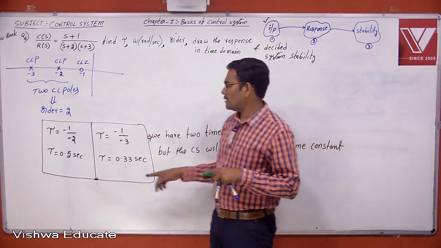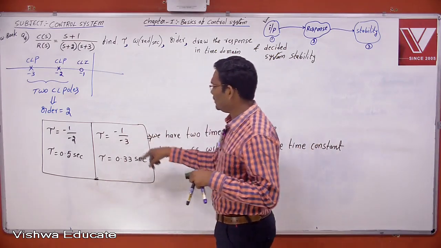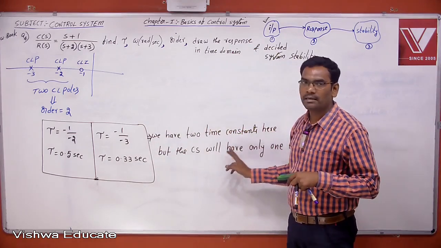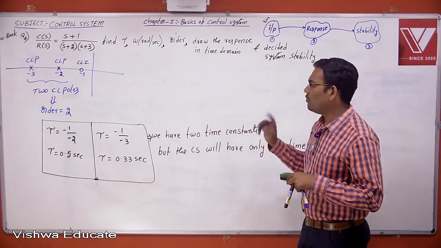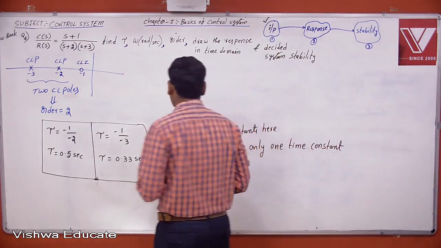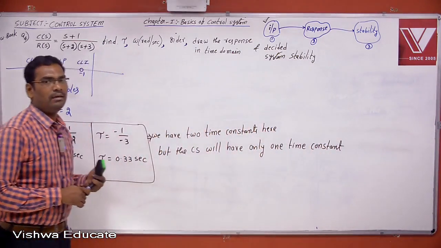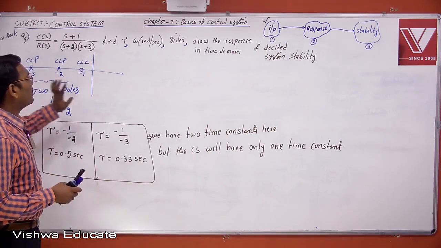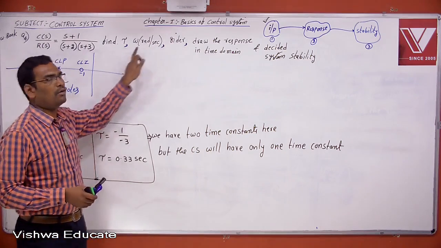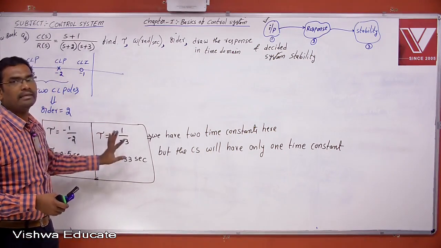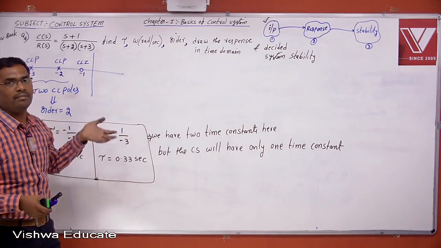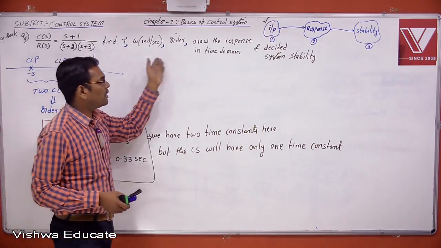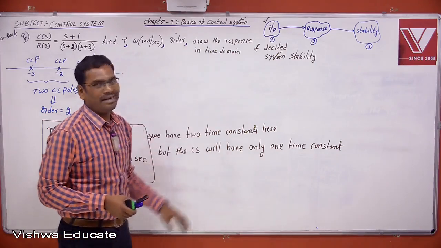This is somewhat not clear here. We have two time constants, but the control system will have only one time constant. For that, we will see what we have to do. Here, only one parameter, the order, is coming. The time constant is not like this. We have to go for another formula. What is that formula and how will it come? We will see, and we will continue the question in the next session.